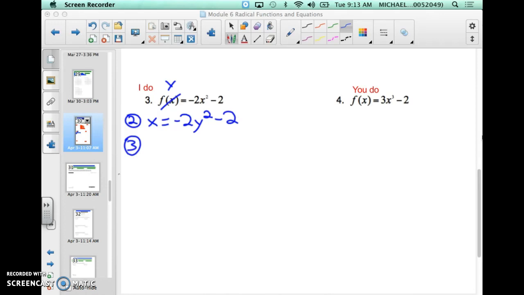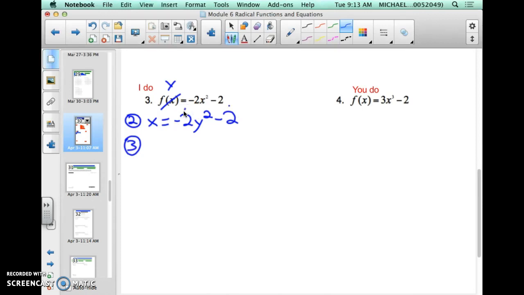The first thing I'm going to do is kick out the furthest thing away from my y squared. That negative 2 that's being multiplied with it right here is closer than this 2 that's being subtracted from it. So I'm going to add 2 to both sides. Alright? And when I add 2 to x, those can't combine, so I'm just now going to write x plus 2 equals negative 2y squared. And that was the first step of the process of step 3 of solving for y.